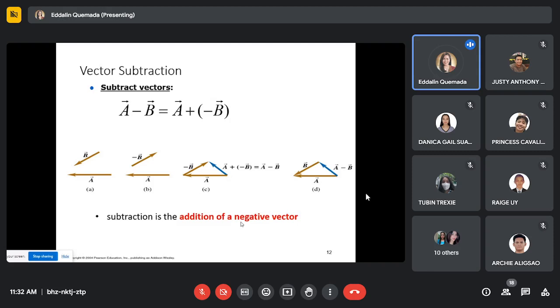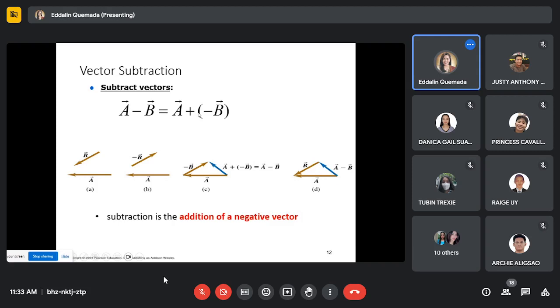So when you subtract, class, a vector, that is the meaning of the equation: when you subtract a vector, you're just actually adding the negative of the other vector. So if vector A is subtracted by vector B, or A minus B, this is just equal to A plus the negative of vector B. Or simply, you are adding, class, the negative of vector B, because you are subtracting A by vector B. That is the meaning of this given equation.